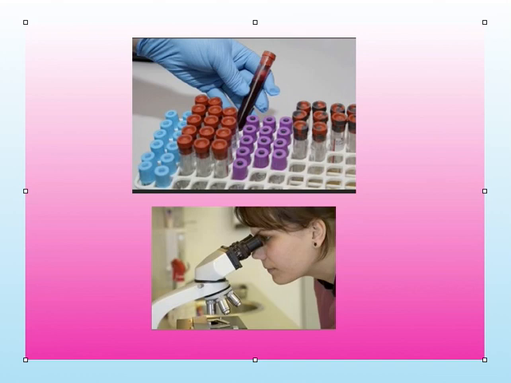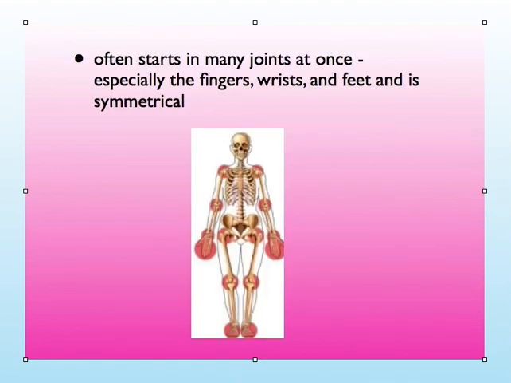The laboratory studies are very helpful, and also the examination of fluid from a joint may show very characteristic findings of inflammatory arthritis, which would be much different than that seen in osteoarthritis. The laboratory studies in osteoarthritis are normal. Rheumatoid arthritis often starts in many joints all at once, especially the small joints, including the fingers, wrists, and feet, and is always symmetrical with both right and left side being involved simultaneously.